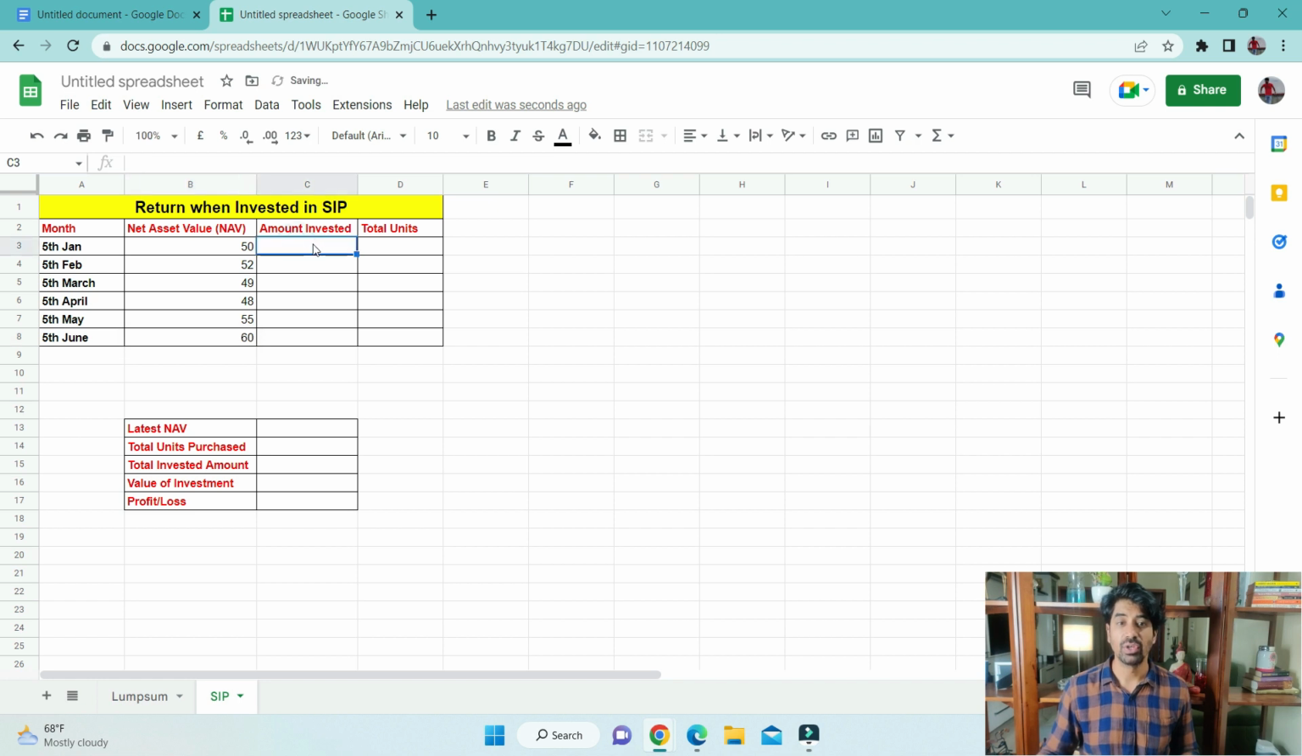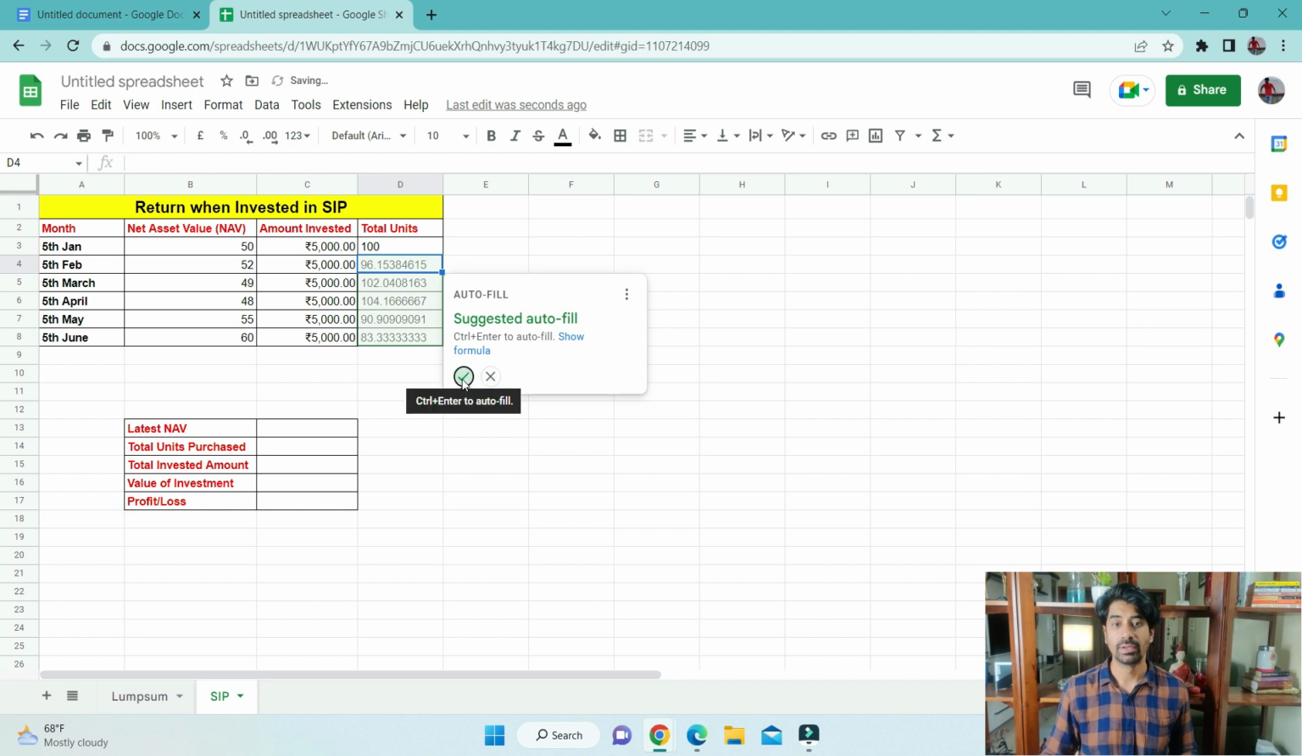Right? So now you are investing 5,000 rupees per month, as it is the same for all the months. Now we have to calculate the units. So we know how to calculate the units now. It would be 5,000 divided by 50. Right? So if I click on this, I get the exact number of units for all the 6 months. So the first month it is 100, next month 96, then 102, 104, 90 and 83.